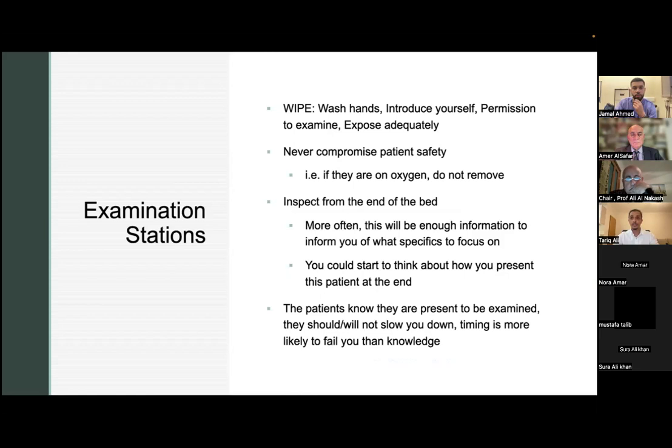So if we're just focusing on the examination station to start with, things that I think get you marked right at the beginning is WIPE. So make sure that you wash your hands, introduce yourself, permission to examine the patient and expose adequately. You must never compromise the patient's safety. This includes things like not clamping a chest drain, not removing oxygen, not moving an ascitic drain to above the patient's level. These are all things that aren't particularly safe.